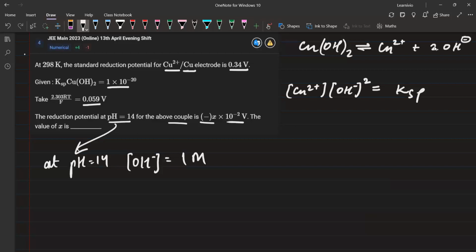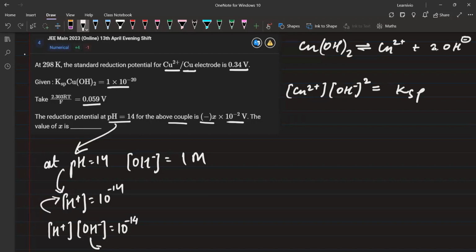Okay, you can check this. In this case, the concentration of H positive will be how much? 10 to the power minus 14. And we know that the concentration of H plus multiplied by the concentration of OH negative will be equal to 10 to the power minus 14. Okay, this is from the KW, the dissociation constant of water. H plus into OH negative will always be equal to 10 to the power minus 14. H plus is 10 to the power minus 14, that is why OH will be 1.